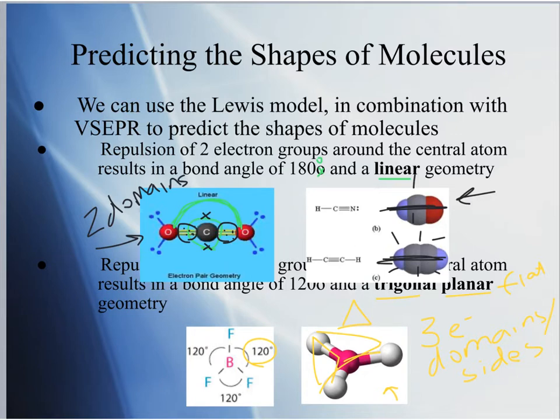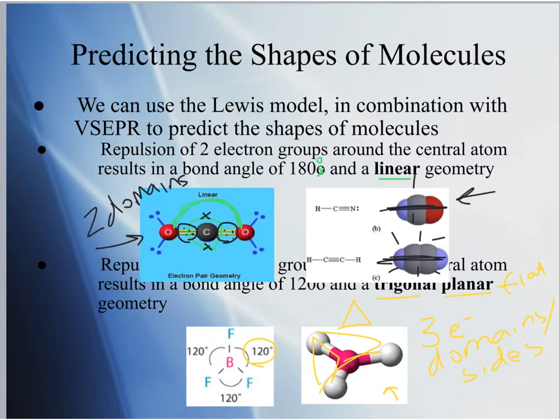When we talk about these shapes, we're going to start from the simplest shape, the linear shape, because there's only 2 electron groups around the center atom. Then we've added a 3rd electron group around that center atom, and that's given us the trigonal planar shape.